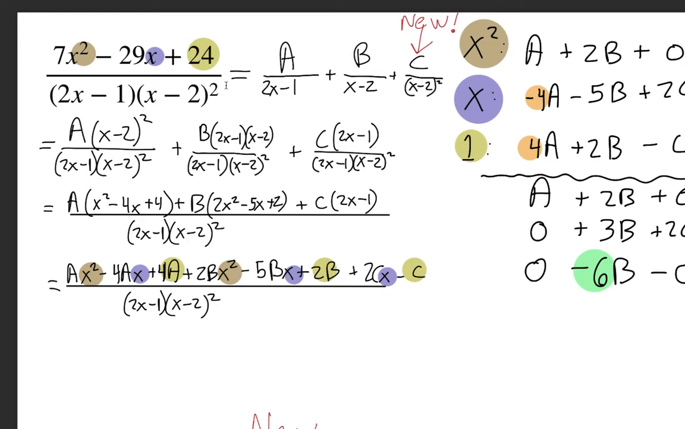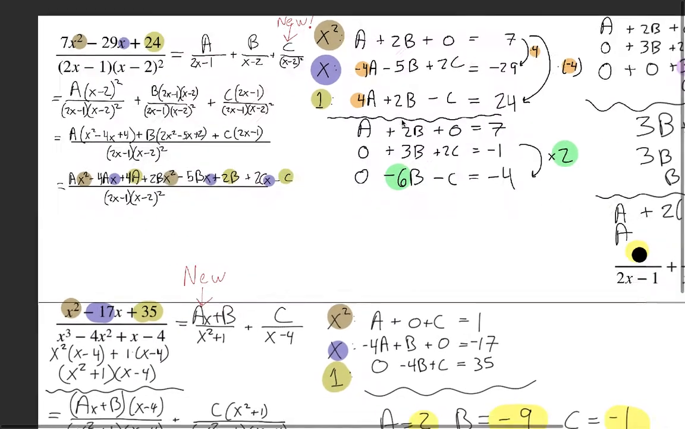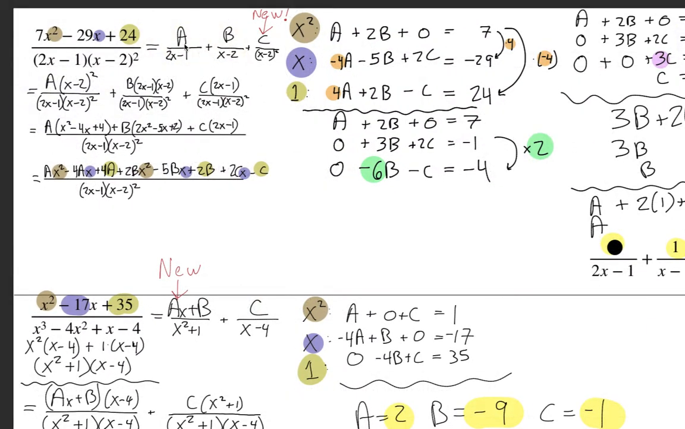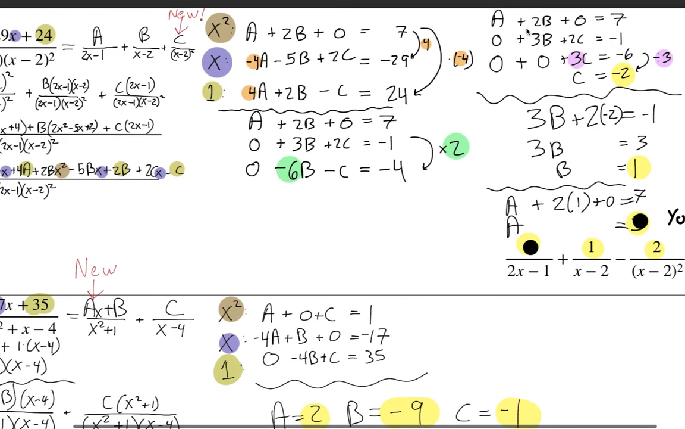If this were a 3, if it was raised to the third power, you would have x minus 2 squared, and then another term, d over x minus 2 cubed. If this were 2x minus 1 squared, it would be a over 2x minus 1, and then another letter over 2x minus 1 squared. So you have to consider all powers when you are trying to figure out what the numerators should be. This is the new thing. And of course, flashing forward, you may have predicted this: if we have 3 different variables here, then eventually we're going to have a system of 3 different equations.